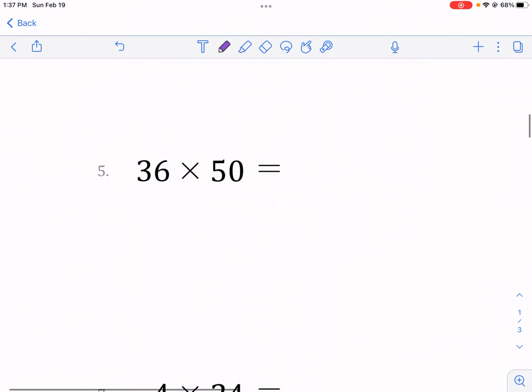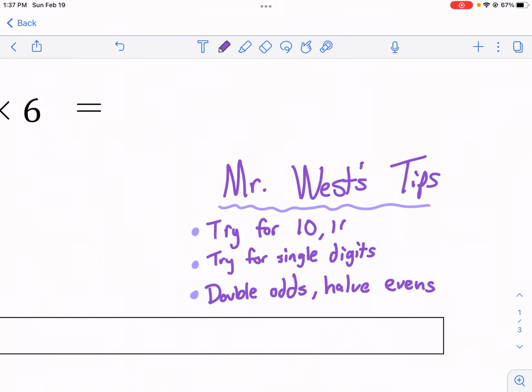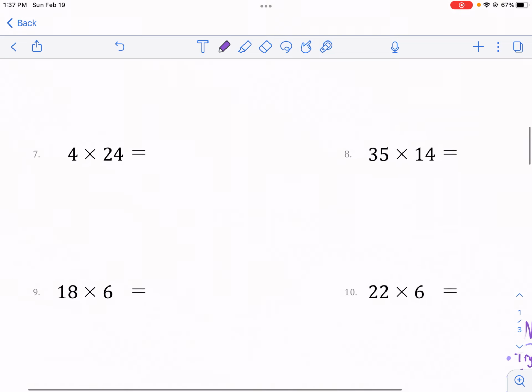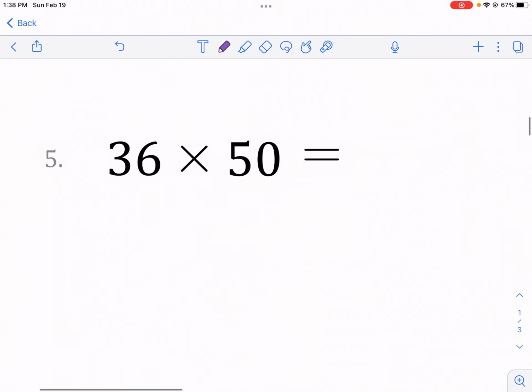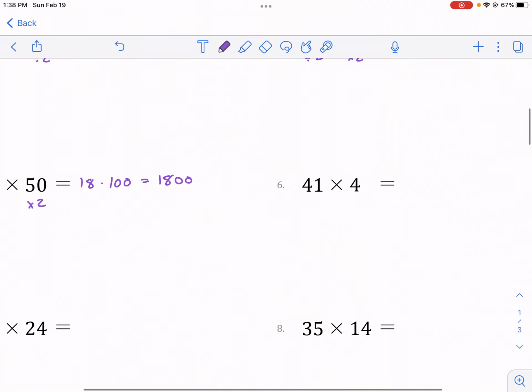Let's go over here. Now, kind of like 10, I should have probably put try for 10 or 100 or 1,000. Okay, any of those multiples of 10 would be useful. So here, I'm actually going to double the 50 to get 100. Multiply by 100 is easier. And then I divide by 2, and I get 18 times 100. Well, I just write 18 and then place 2 zeros at the end, 1,800.